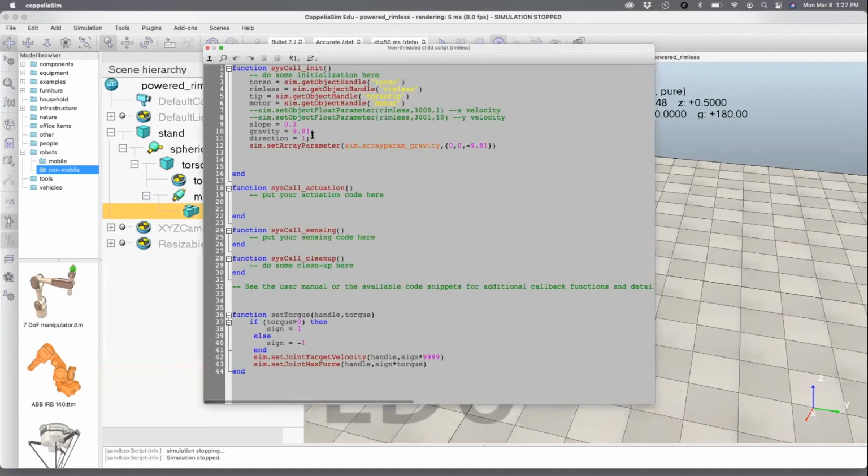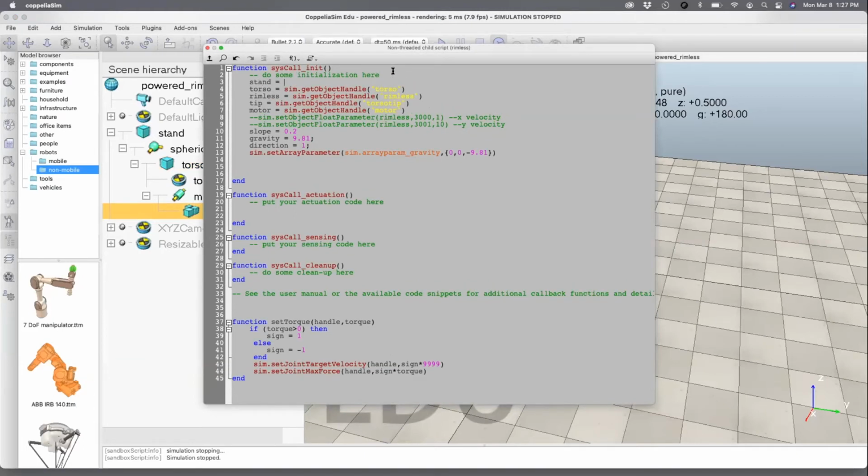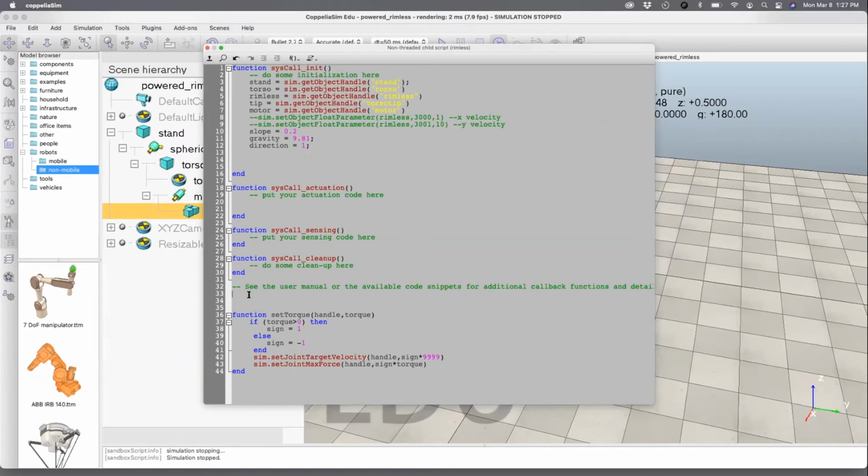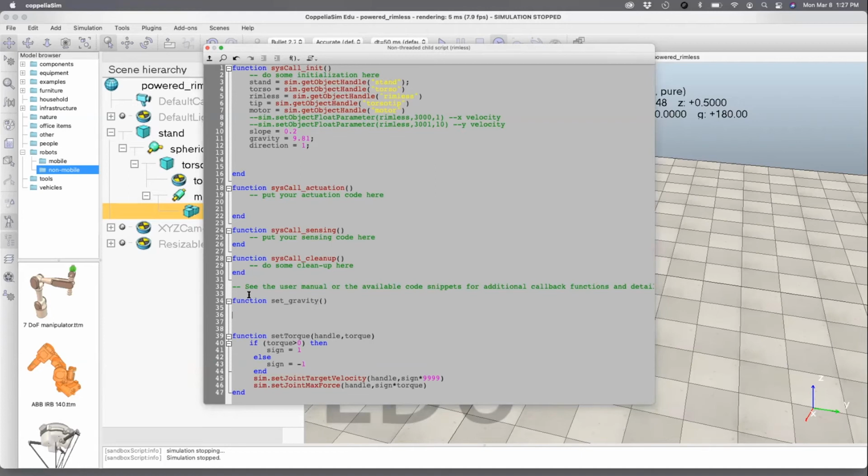So I already have defined these handles. Torso, I don't have a handle for stand. Equals sim.getObjectHandle stand. Okay, so what I need to do is let me just define an external function which sets gravity. That way it's much easier. I can just call it. So I'm going to define a new function, call it setGravity, and say end. And now let's just define. So I set it here to this value, and then if I need to call it, I just say setGravity. So it will call this function.